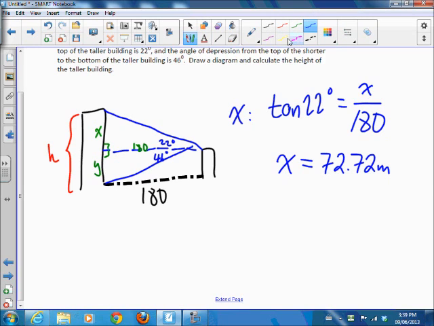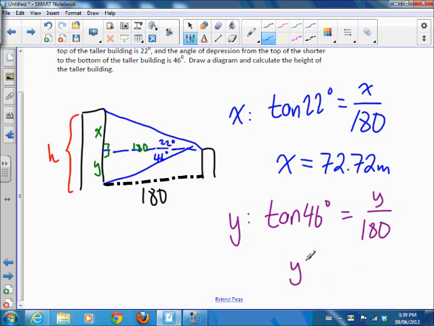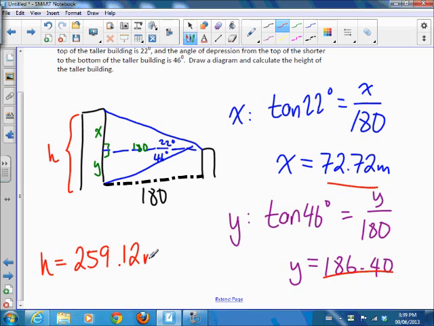meters, right? And I can solve for Y by saying tan 46. So here's 46, so tan 46 is opposite over adjacent. So that means that Y is going to be 186.40. And finally, we can solve for H by putting X and Y together. So the height of the taller building is going to be 72.72 plus 186.40, which is 259.12 meters. Okay, so there's the height of the taller building.